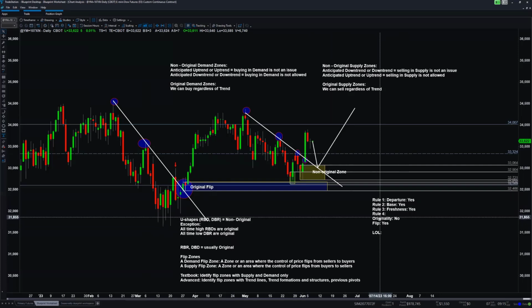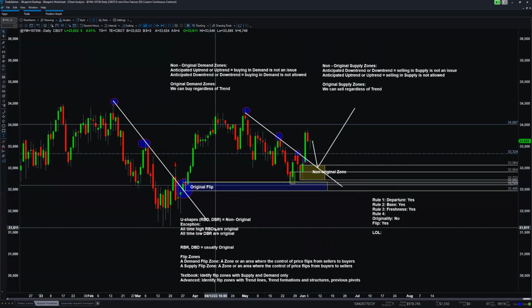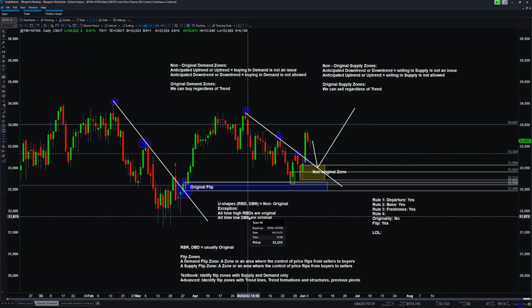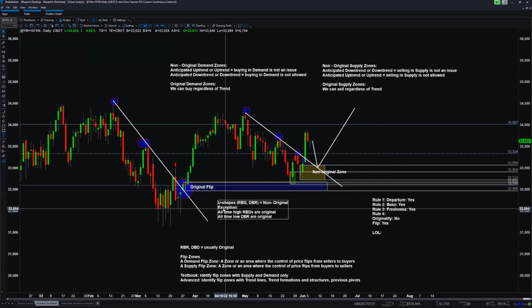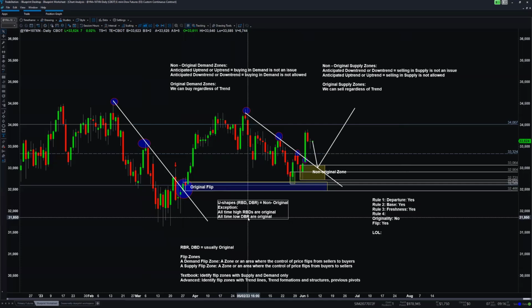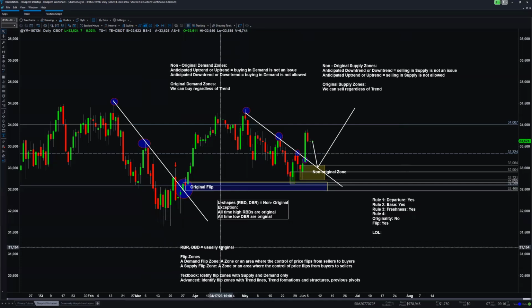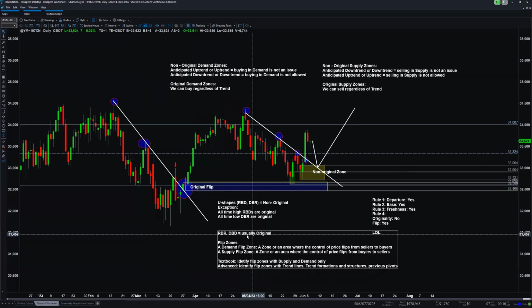So there's going to be 2 rules that we add when it comes to originality. We're going to look at originality from a standpoint of supply and demand. And here we can say that U-shapes, they're usually non-original. The exception to that is that all-time high rally-based drops are original. All-time low drop-based drops, they're also original. So whenever we have U-shapes in all-time highs or all-time lows, they're gonna have to be original. And rally-based rallies and drop-based drops, they're usually original as well.